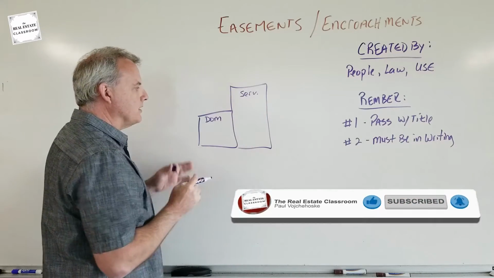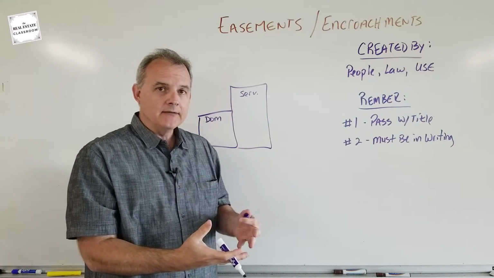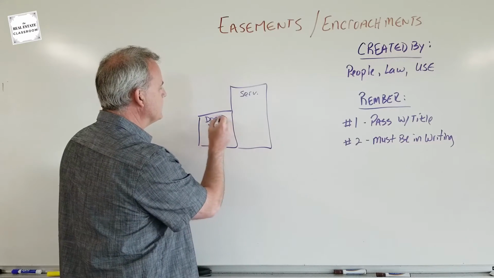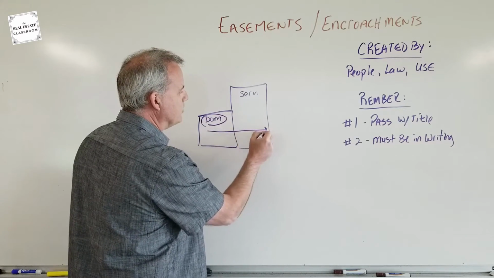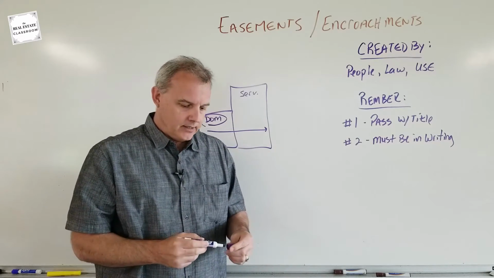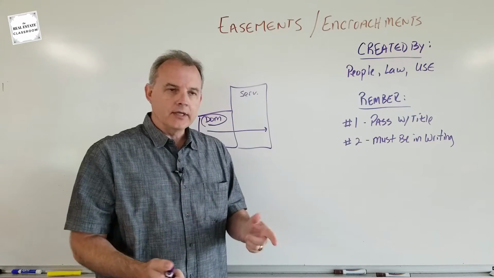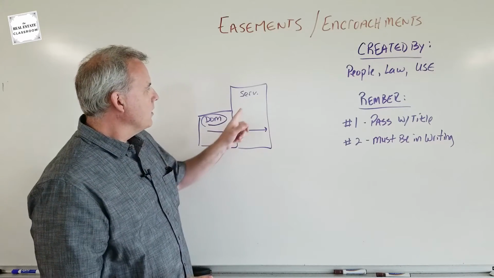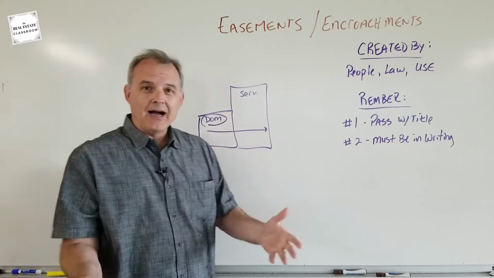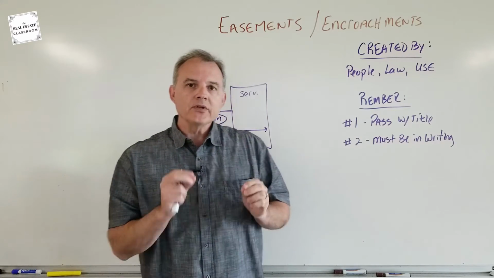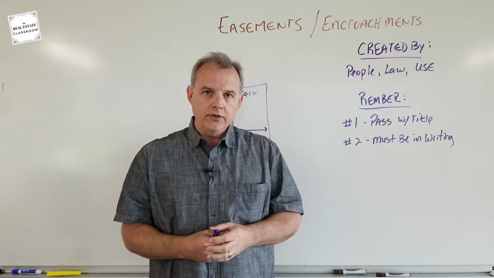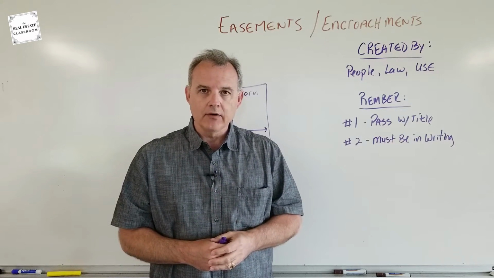Now, what that basically means is the dominant tenant has the rights over the servient tenant. It literally means the dominant tenant has the right to walk across the servient tenant's property. That's easement appurtenant. The dominant tenant has the right over the servient. The servient tenant serves the dominant tenant. Now remember, there's no ownership here. Only a right to use, the right of ingress and egress.